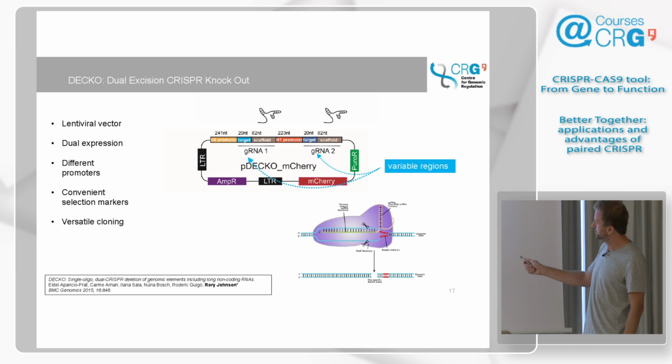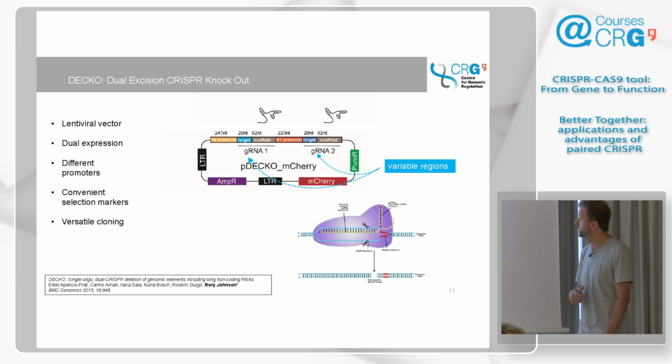It has the usual stuff. It's got a fluorescent marker. It's got puromycin resistance. But the important part is it's expressing these two guide RNA genes here. Each of the guides has a different promoter element in order to prevent interference between the two promoters, which can be a problem, but they're both very high strength promoters.